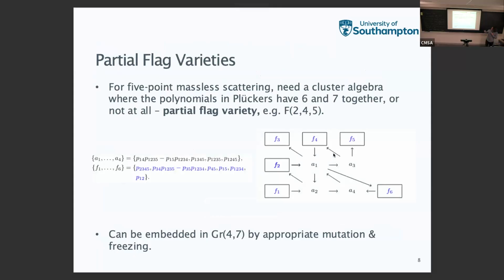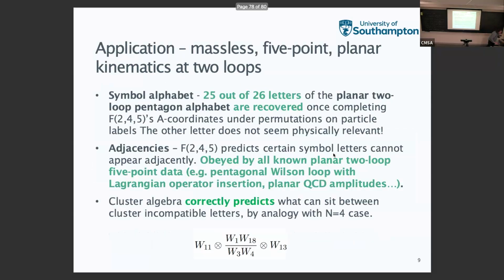And so essentially, if we're going to find a cluster algebraic underpinning here, we need a cluster algebra which can supply the 2 brackets and the 4 brackets, and partial flag varieties are a natural candidate. So for example, for 5-particle scattering, you can embed this in Gr(4,7) by starting from the standard initial cluster, freezing some nodes, and then you'll only generate things which either have 6 and 7 together, or not at all, so that you can interpret everything in the way described. So some evidence that this tells us something.